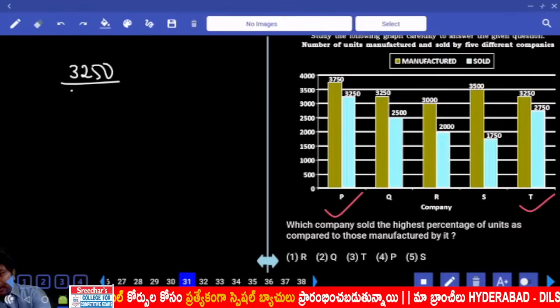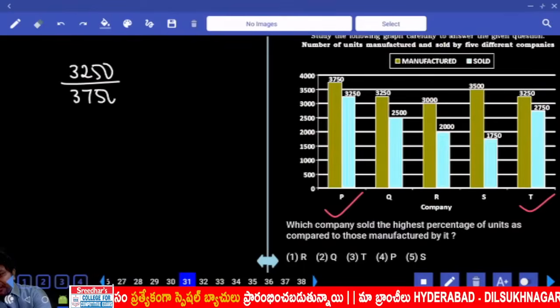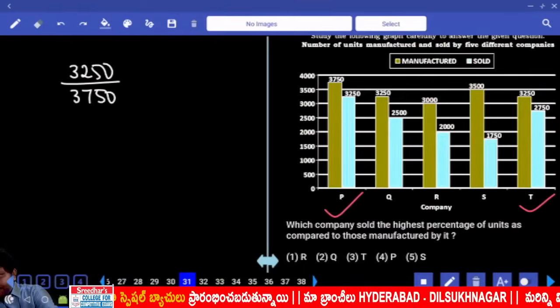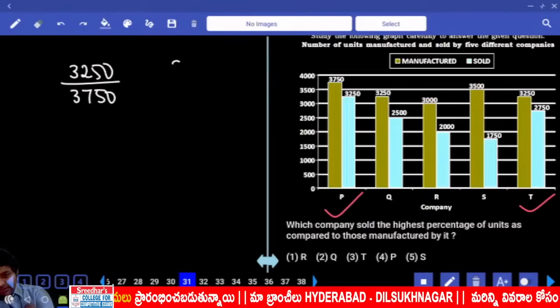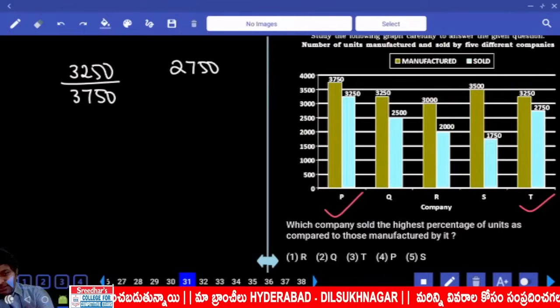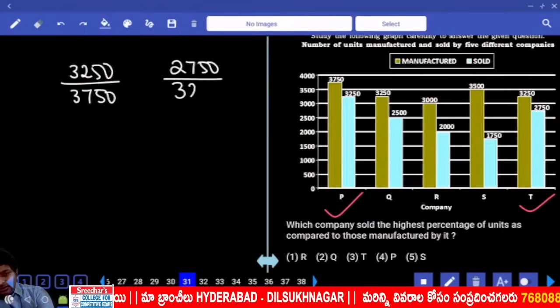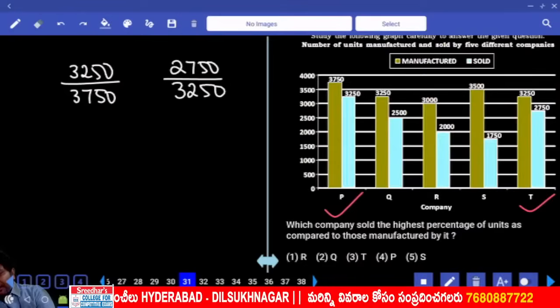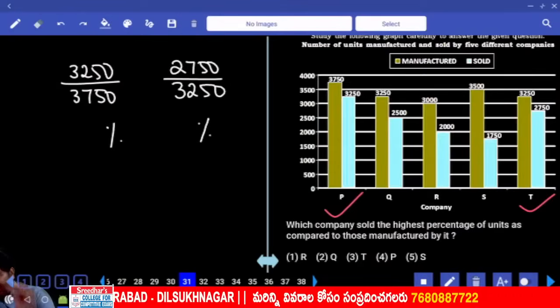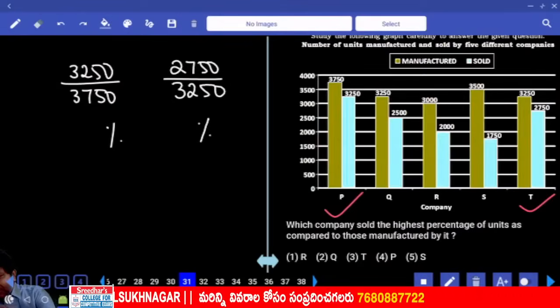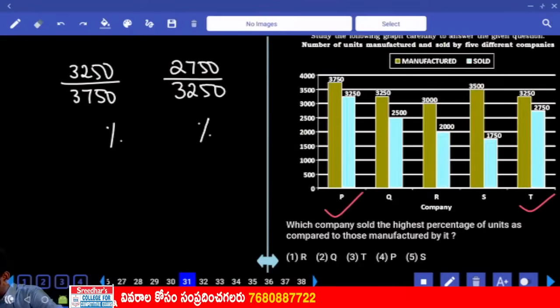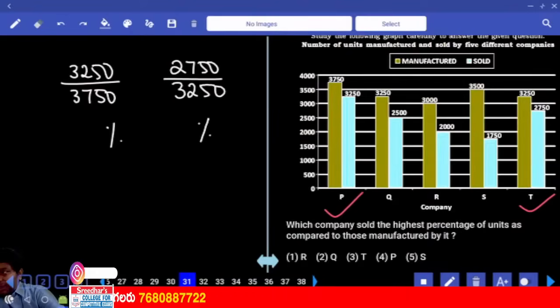3250 upon 3750. That is for P. And for T it is 2750 upon 3250. And we need to calculate percentage here. If you observe carefully, difference between numerator and denominator is same here. How much is that? 500. Try to calculate in terms of percentage with respect to total value which is in denominator.